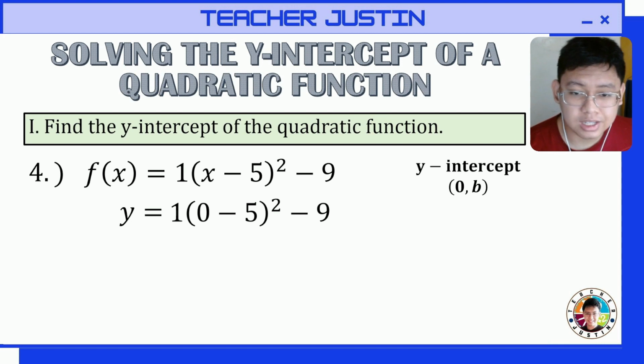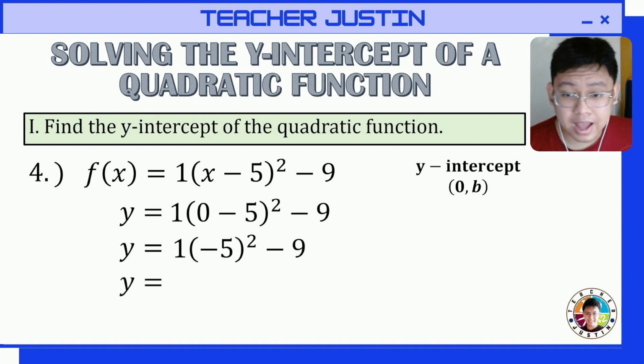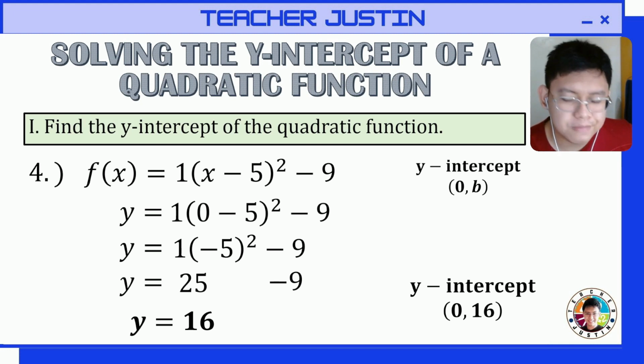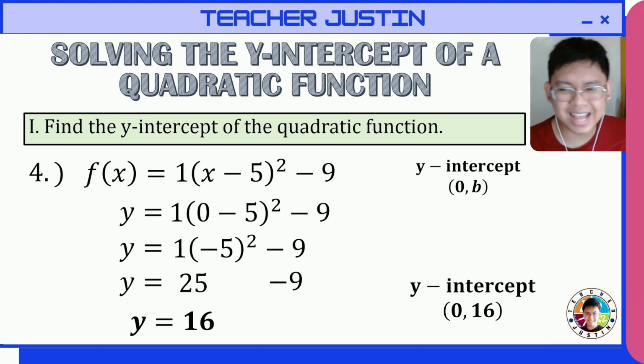Now, let's simplify this using the order of operations. We start with what is inside the grouping symbol. 0 minus 5 is negative 5. Then, let's simplify each term. 1 times negative 5 squared will be positive 25, since negative 5 squared is 25, times 1 is 25. Then we copy negative 9. 25 minus 9, we will have 16. So the value of y is 16. Now, let's get the y-intercept. We just replace b with 16. So, our y-intercept is located at (0, 16). And that's it.